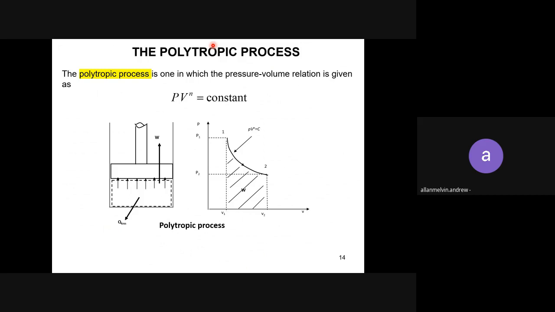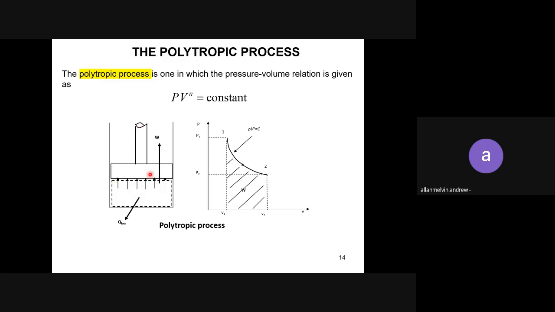Okay, so a polytropic process is one in which the pressure-volume relation is given as this, so you always use this. So if the question is saying it's a polytropic process, ataupun you have this PV to power of n, then you know it's a polytropic process. So kadang-kadang dalam soalan dibagi tahu polytropic process, or they only put PV to power of n. Kalau nampak n, automatically you know it's a polytropic process. Okay, so the equation is PV to power of n equals constant.